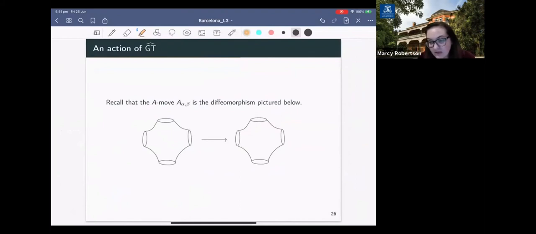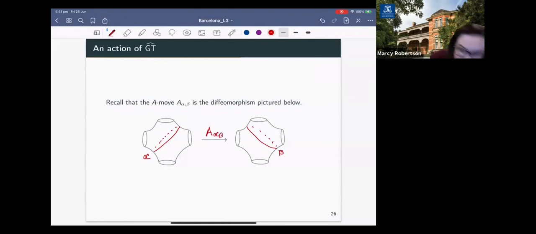Let's recall what our A move is going to look like. So here, this alpha goes over to beta. This is my A alpha beta, and I'm going to act on alpha beta by, so this is a diffeomorphism, and when I write that alpha beta, I multiply times F_AB, and then it was A to the n, lambda minus 1 over 2, right?